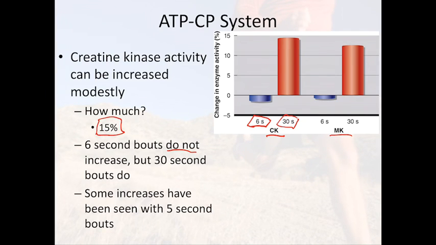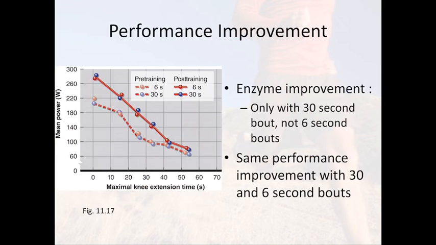Okay, you would kind of think that the 6-second bounce would do that, because that's more what we think of when we think of using the creatine phosphate system. But this study didn't show that. There have been some other studies, like it says here, that bouts as short as 5 seconds have seen some increases in these enzymes, so the verdict's kind of still out on that.